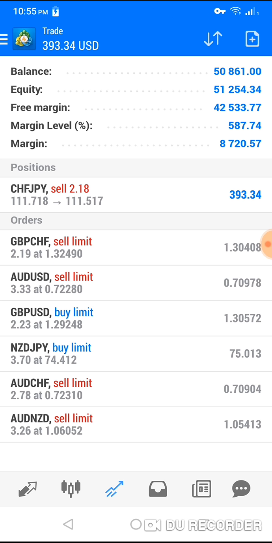And then now you look in your orders. You can see the order right there, GBP CHF, and that's the order that we just made.